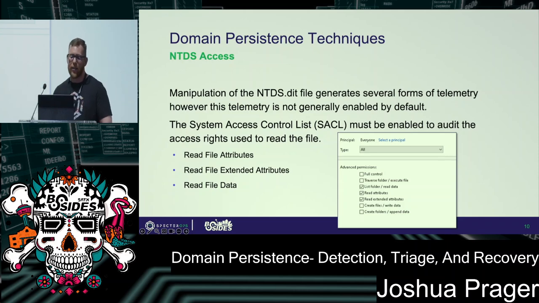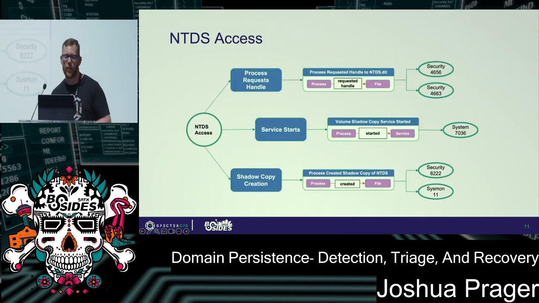We can set a SACL on the ntds.dit file. By default, there isn't an ntds.dit SACL that's just immediately turned on. There are some default SACLs, and that's not one of them. So you would have to go in there and modify that to be read file attribute, read file extended attribute, and read file data. That way, when that Volume Shadow Copy service is started, and it does that read of the C drive for the domain controller, it will catch that ntds.dit file being accessed.